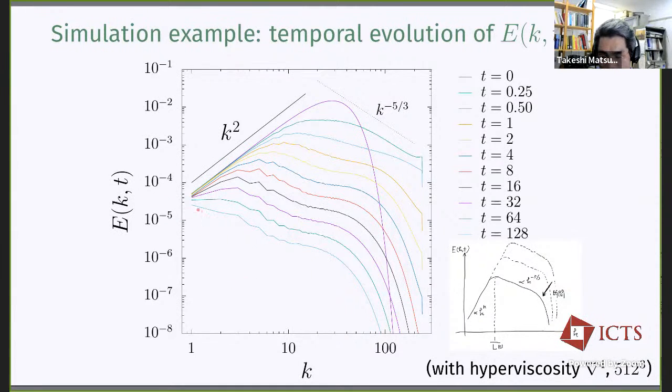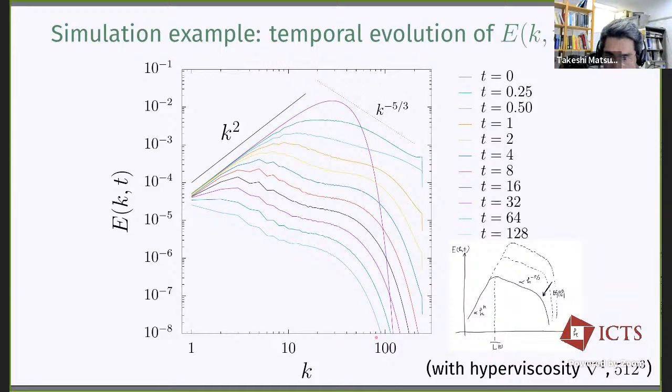So at the end of the simulation, this form of the energy spectrum is probably similar to the one we often observe in the statistical steady state. But again, please note that this is a hyperviscous simulation.